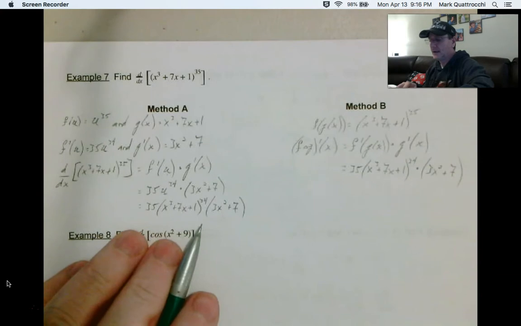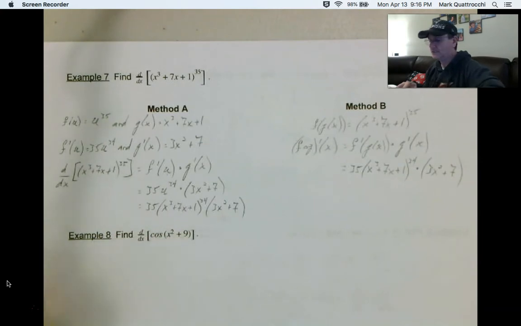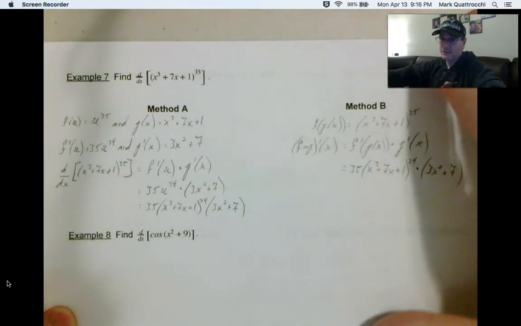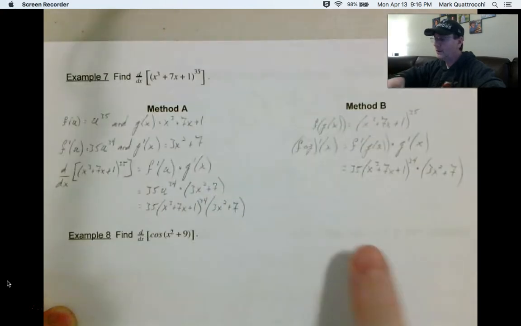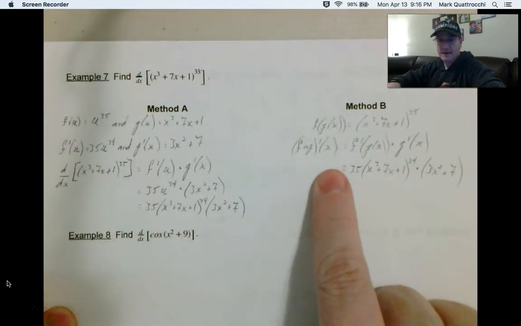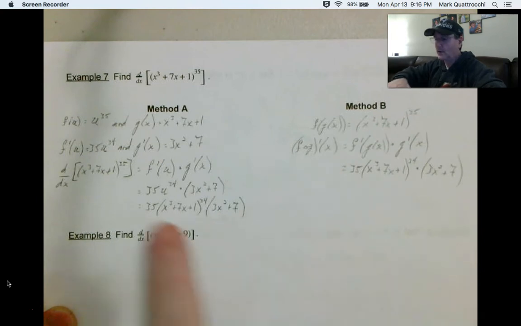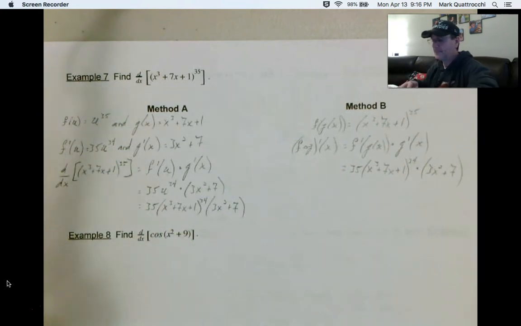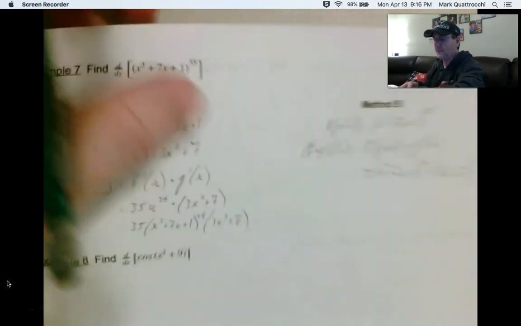Same answer that we got over here using the u's. It doesn't matter which method you use, whether you think of it as outside inside or chain, you're going to get the same result.